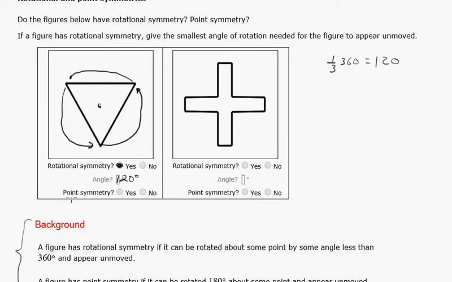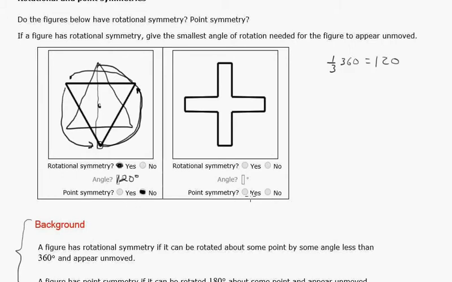Now, does it have point symmetry? That would be if it rotated 180 degrees. If you got this point, it would rotate 180 degrees over to here, so the triangle would look like that. It does not match. It does not look the same. So that would be no. It does not have point symmetry.